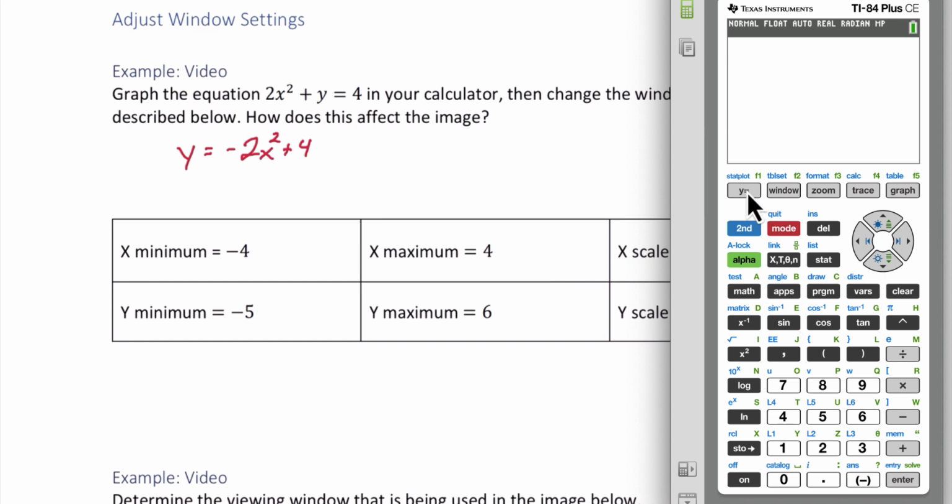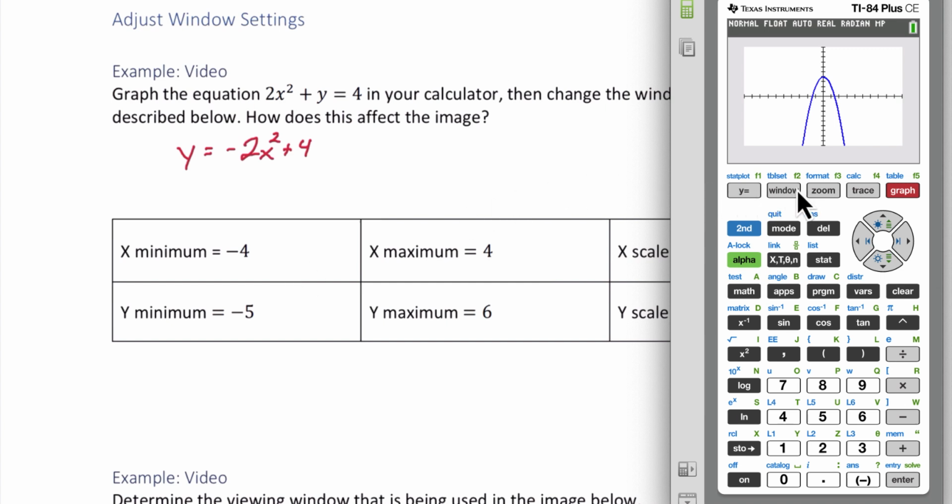In the calculator, we'll go to y equals and type in negative 2x squared plus 4. When we hit graph, notice that the default settings go from negative 10 to positive 10 on the x-axis and negative 10 to positive 10 on the y-axis. And each tick mark is 1 unit in length. We want to change the window settings to these specific settings.